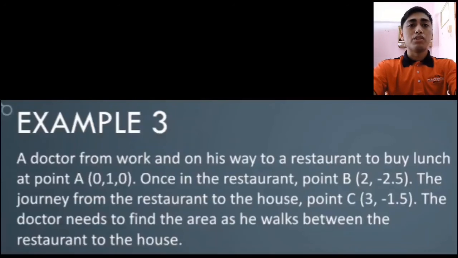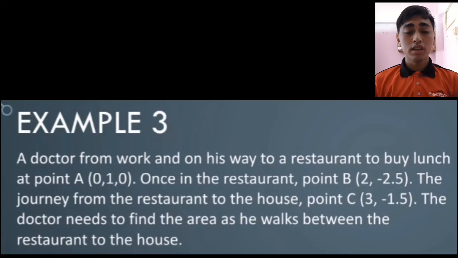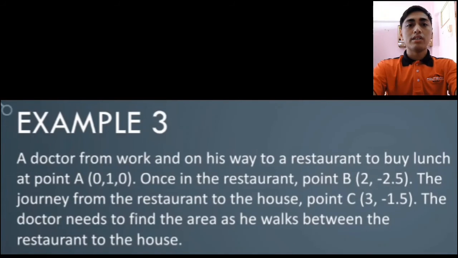So now I will present to you the question of vector and scalar. I will take example 3. I read the question first. A doctor from work is on his way to a restaurant to buy lunch at point A, 0, 1, 0. Once in the restaurant, point B is 2, -2, 5. The journey from the restaurant to the house, point C, is 3, -1, 5. The doctor needs to find the area as he walks between the restaurant and the house.